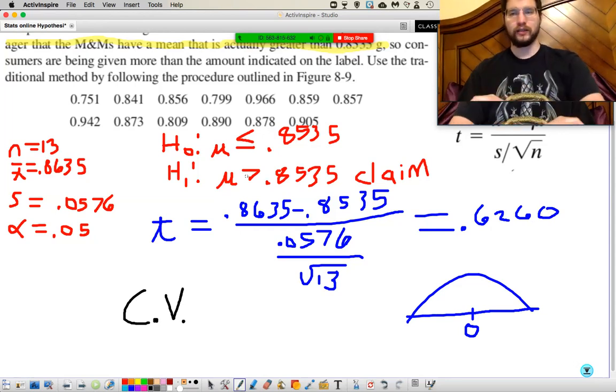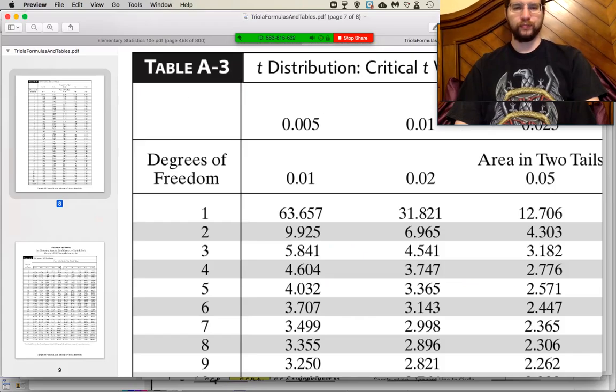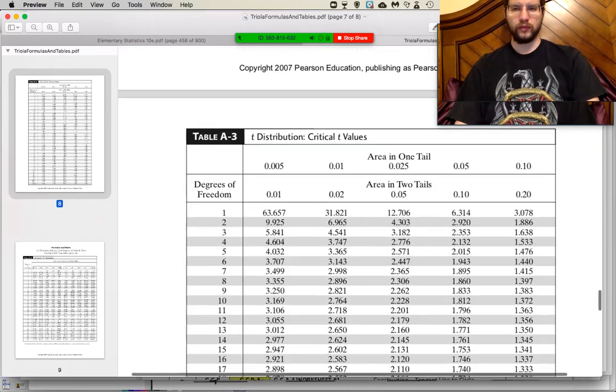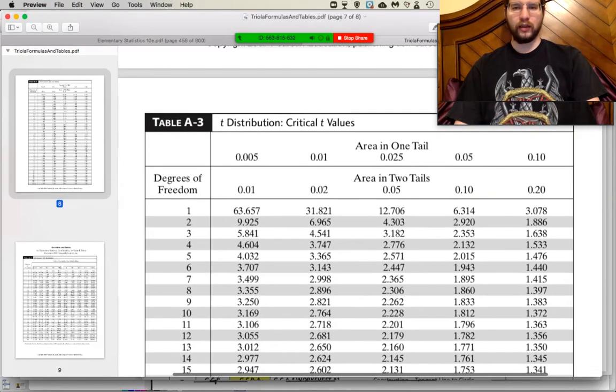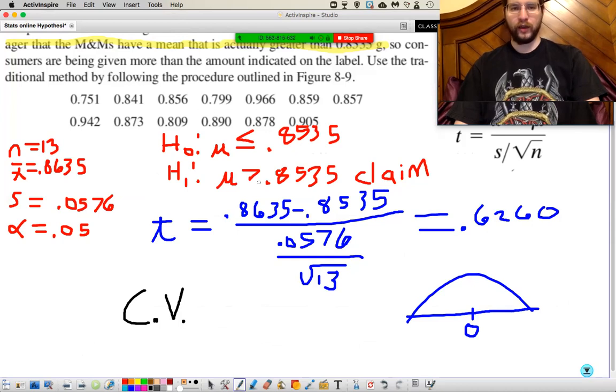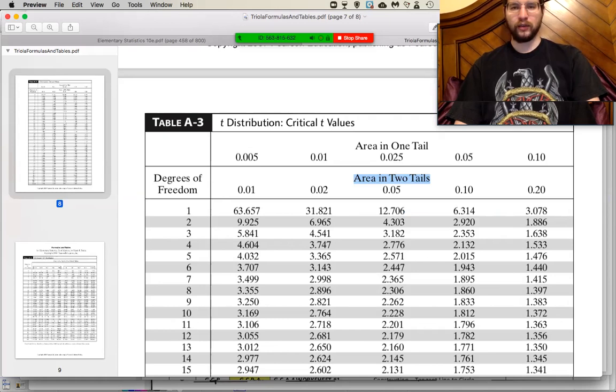So the t-chart is different. Remember for Z, we just looked up the alpha value and we were done with it. Let's look at the t-chart for a minute. It tells you area in one tail, area in two tails. Look at what we have. We have one tail and the alpha is 0.05. One tail, so we're using this top row, 0.05. So we're going to look in this column right here.